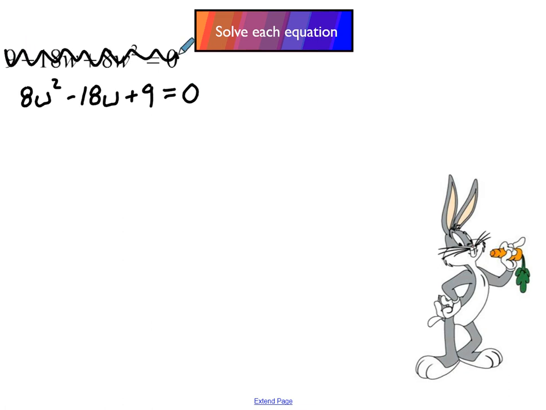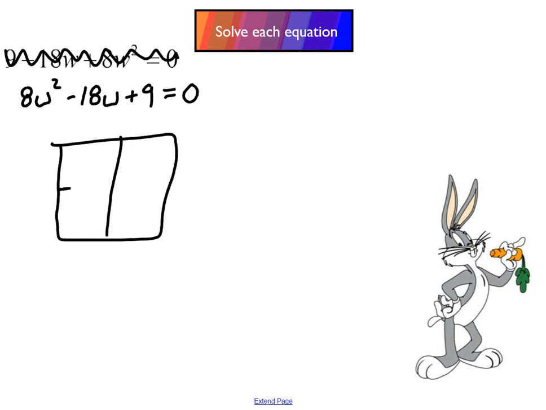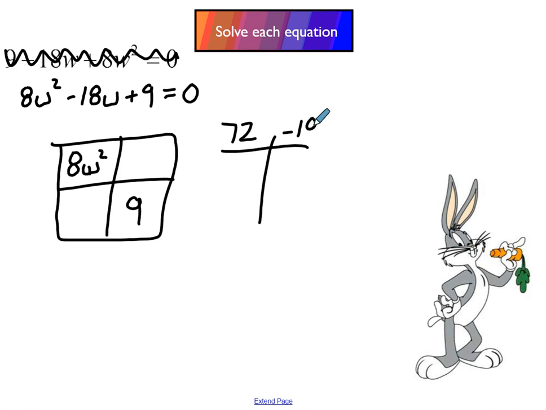I'm going to go ahead, draw my box, draw my table. I have 8w squared and 9. This time I want it to multiply to 72 and add to negative 18. So I try 1 and 72. That gives me 73. That's not what I need. I'm going to try 2 and 36. That gives me 38. That is not what I need.